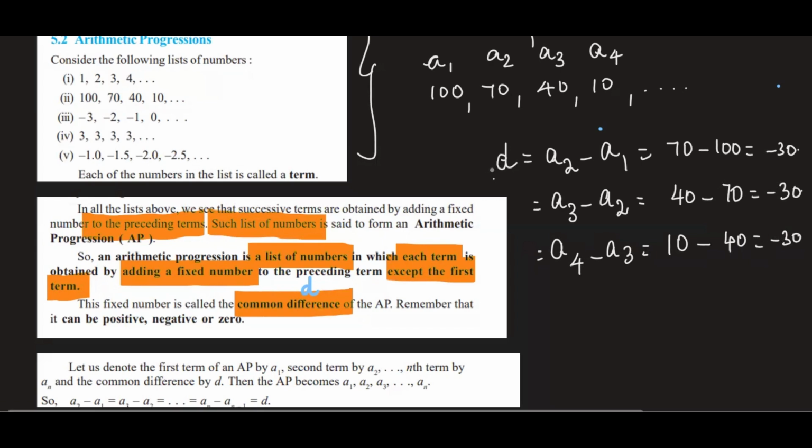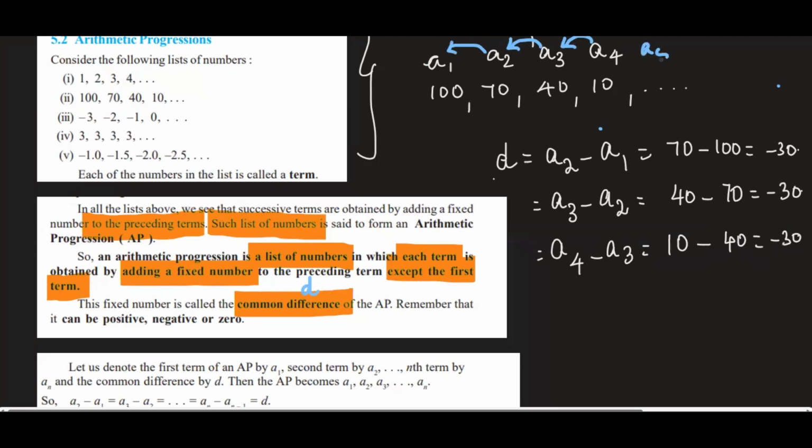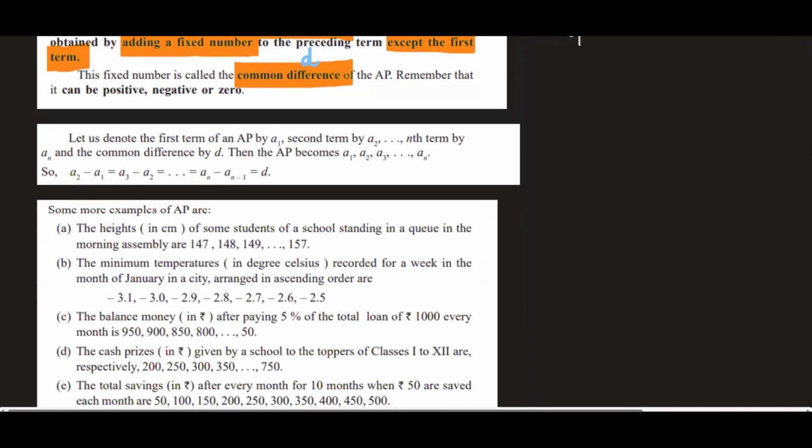Now, how do I find the common difference? I will do a2 minus a1, or we can do a3 minus a2, or a4 minus a3, and if there are a5 and a6 and so on, we'll find a5 minus a4 or a6 minus a5. The d for an arithmetic progression will be the same throughout the series. Clear, easy? Okay, now the next point.